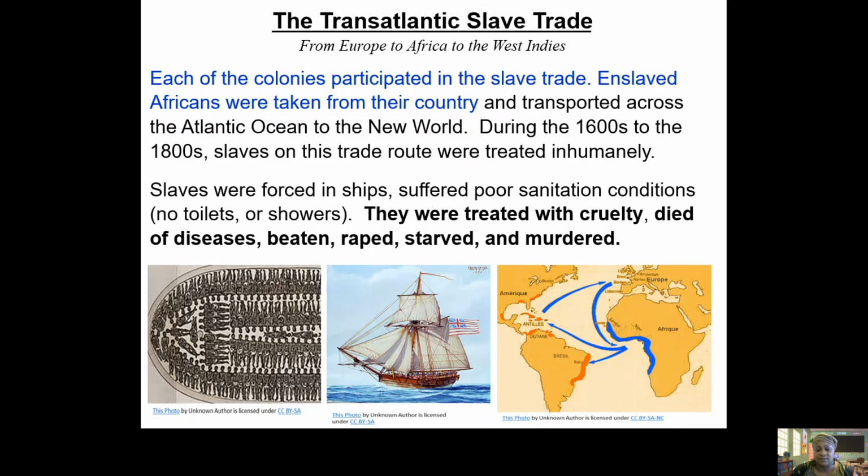This system was just so cruel and inhumane. I don't really understand, how did it even happen? Why would it be okay to sell humans for items like a blanket, like rum, like weapons? Why would that be okay? Well, it happened, and slaves were forced into ships where they suffered horrible conditions.